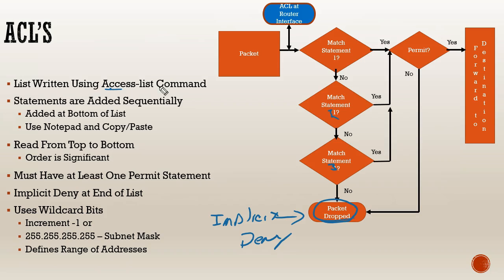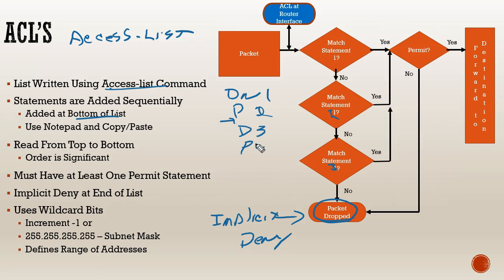The list is written using the access-list command. The statements are added sequentially and added at the bottom of the list. So if I do a deny 1, permit 1, permit 2, deny 3, and then I want to do something, I want to go up here and do a permit here. If I type the permit 4 statement, it's going to be added to the bottom of the list. Use Notepad to copy and paste these things. This is for a numbered list. We've got numbered list and named list.